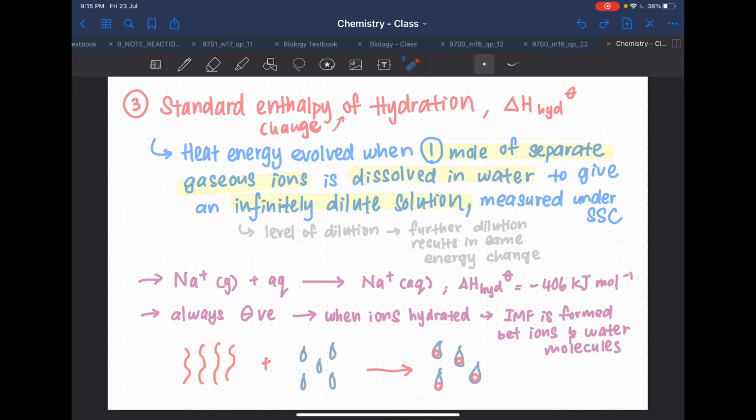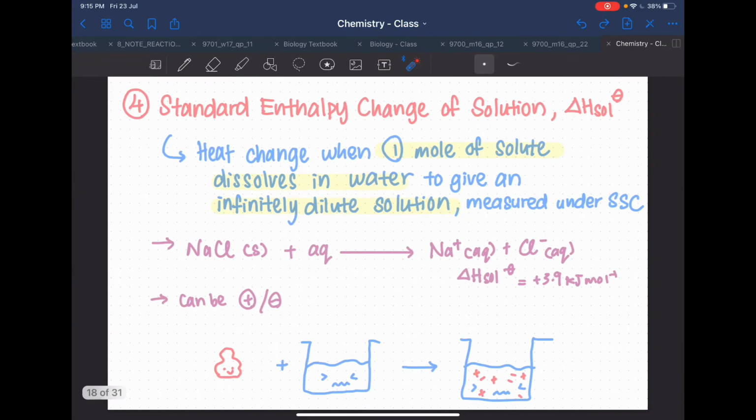But hydration is always pertaining to gaseous ions, and how I form an image in my mind about this is that hydration is always relating to something about vapors and gases. But solution is always something that is solid, a solute that is dissolved in water. So it's a solid rather than a gas. I picture salt dissolving in water, and that's how I differentiate between the two. And this standard enthalpy change of solution can be positive or negative.